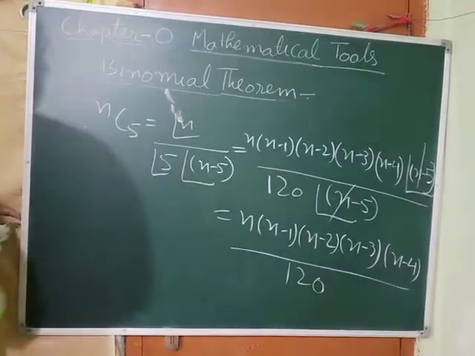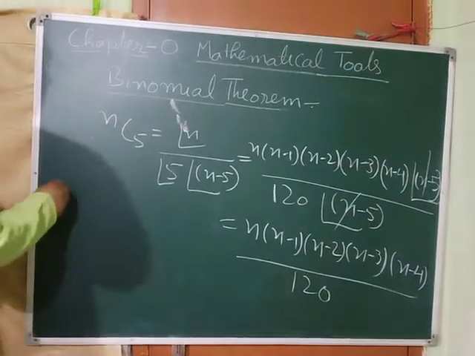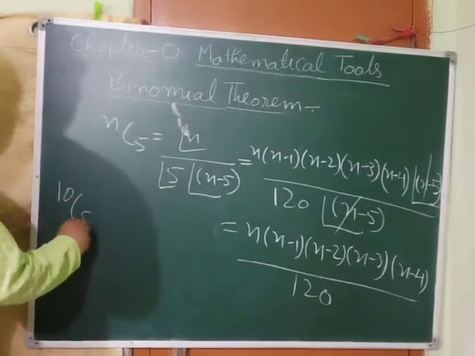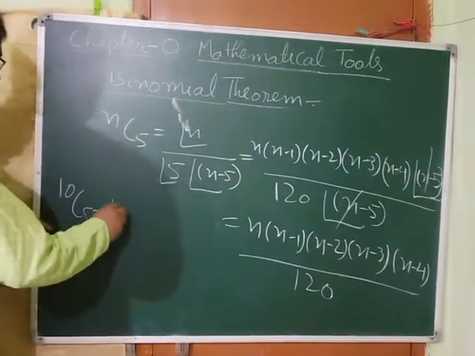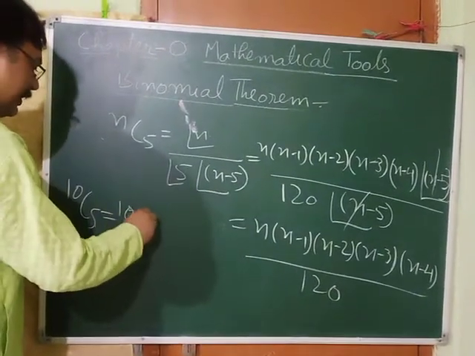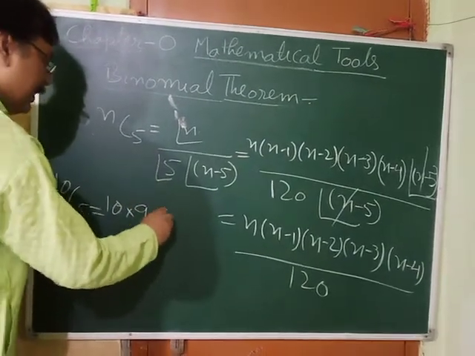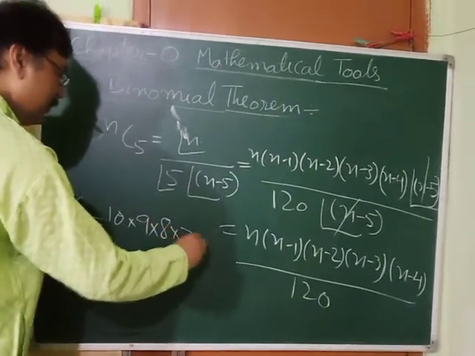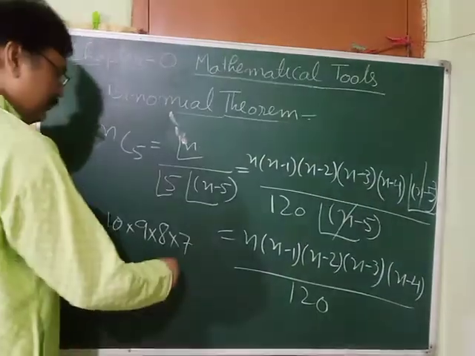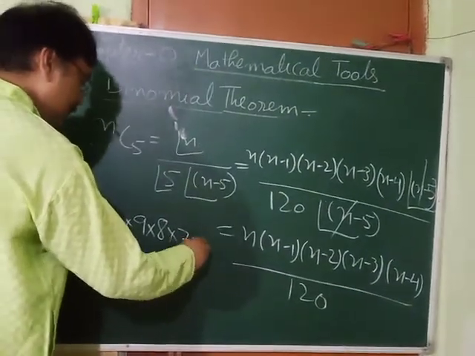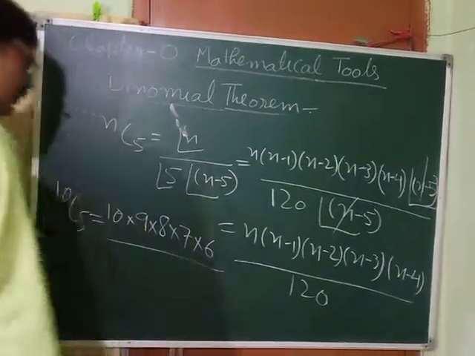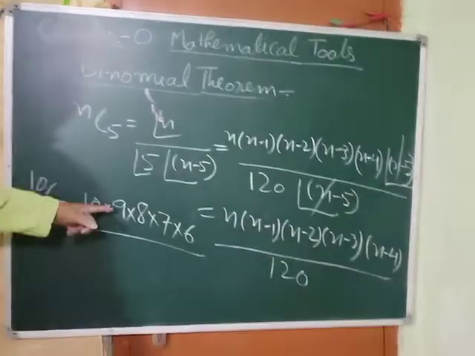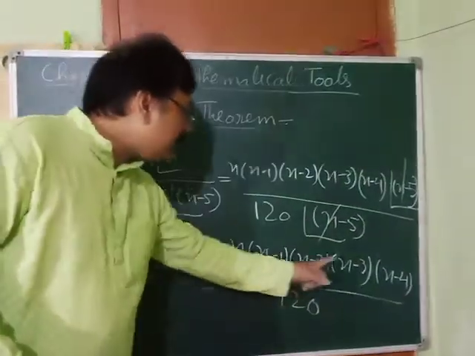Now how to use this? Suppose you have 10C5. So what can you write? 10. 10 minus 1 is how much? 9. 10 minus 2 is how much? 8. 10 minus 3 is how much? 7. 10 minus 4 is how much? 6. That's all. 1, 2, 3, 4, 5 terms.